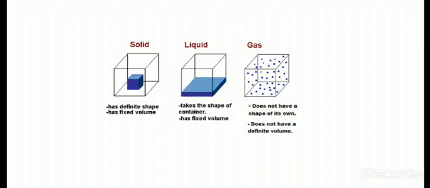The third state of substance is gases. An example of gases is air. So students, can we see air? No, we cannot see air. It is present everywhere. Air does not have a shape of its own.